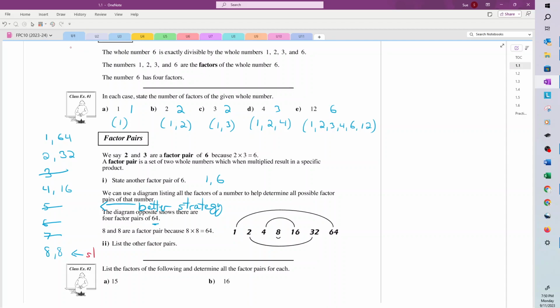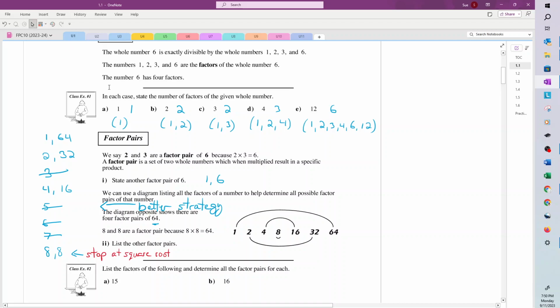So stop at the square root, actually. We're going to talk more about square roots, but I'm assuming you know that the square root is whatever you multiply by itself to get the number you're after. So once I've got to 8, I'm going to stop because the next number would be 9. 9's not going to work, 10's not going to work. The next number that's going to work is actually 16, and I already have 16. And then the next number is 32, and the next number is 64. So I've already got those, so I can stop when I get to the midpoint or the square root.